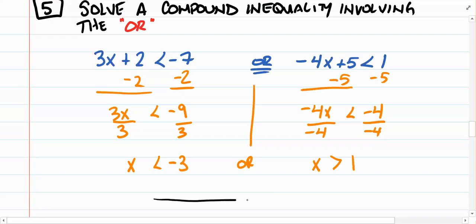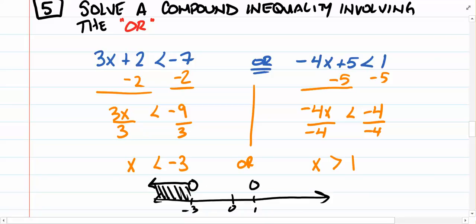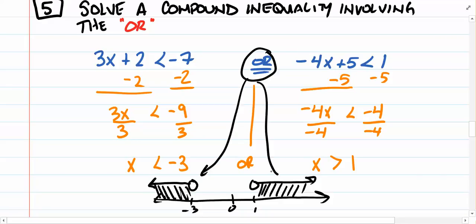So if I was going to graph this on the number line, here's 0, here's 1, here's -3. So x is less than -3: open dot, shade to the left. For all this information here, x is greater than 1: open dot, and shade to the right. Notice that because we had an OR statement, we get 2 separate arrows going in opposite directions for our answer. That will always happen when you're given an OR statement.